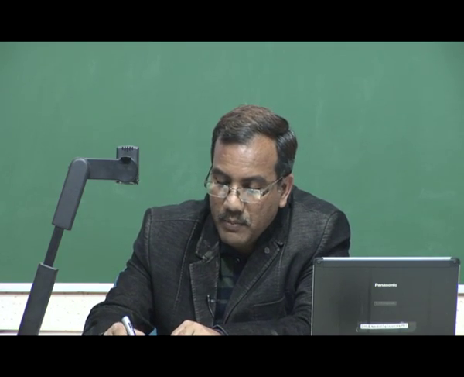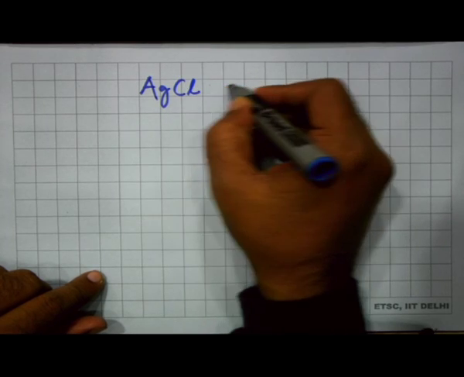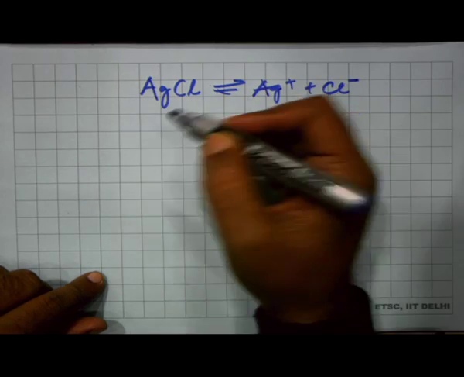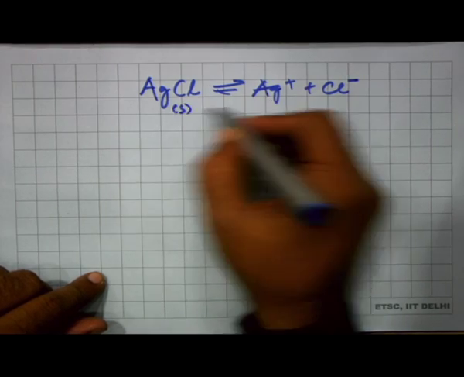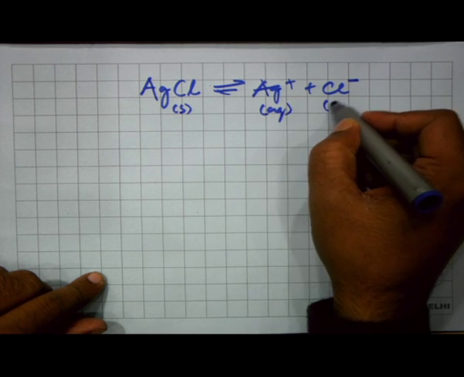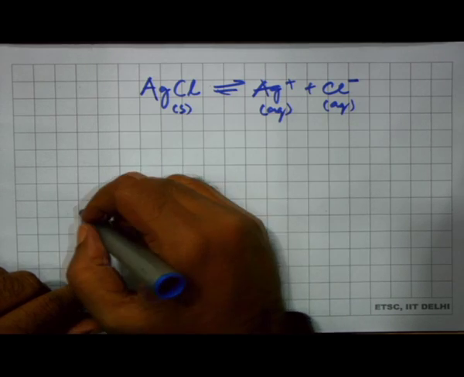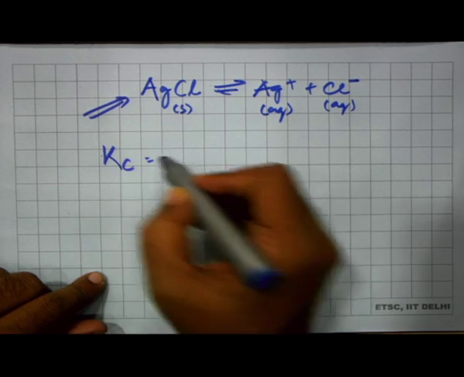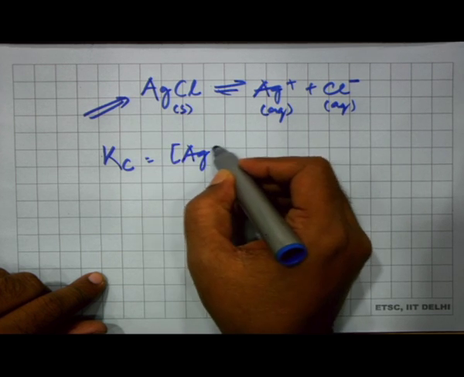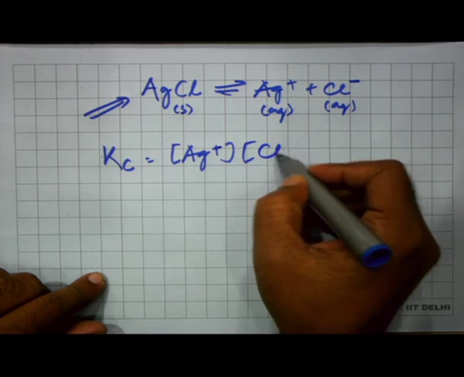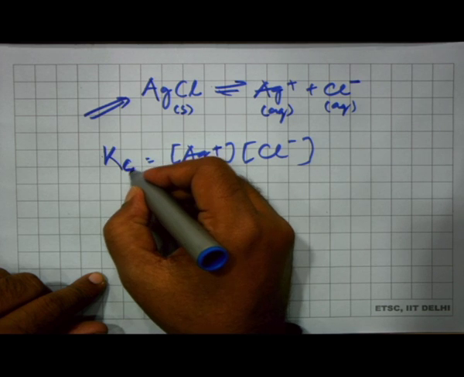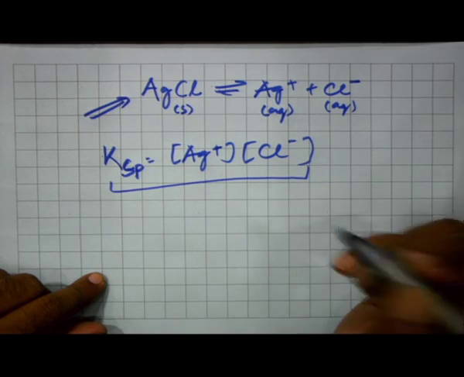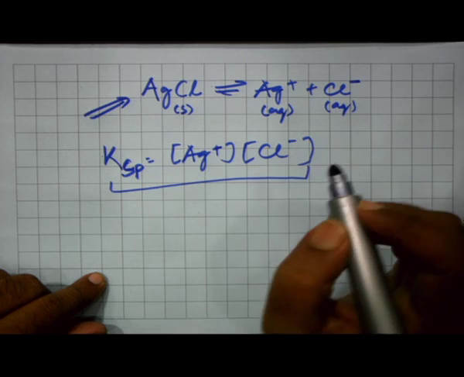We can again think of another equilibrium like AgCl going to Ag plus and Cl minus. This AgCl is in solid form, and this is aqueous Ag plus, and this is aqueous Cl minus. Now, again AgCl is in solid form, and so we express Kc as simply concentration of Ag plus into concentration of Cl minus. This equilibrium constant is called the solubility product, Ksp, and it is equal to Ag plus into Cl minus.